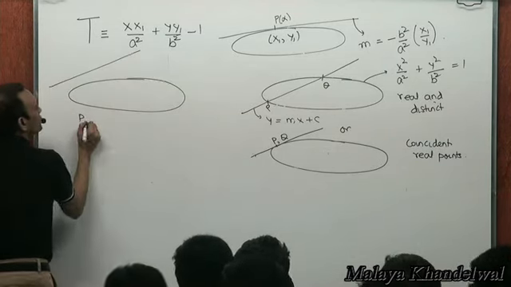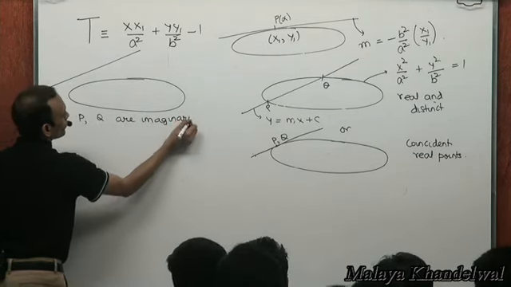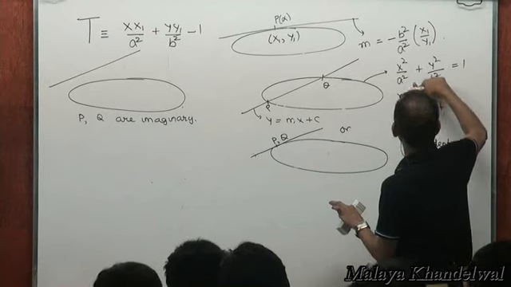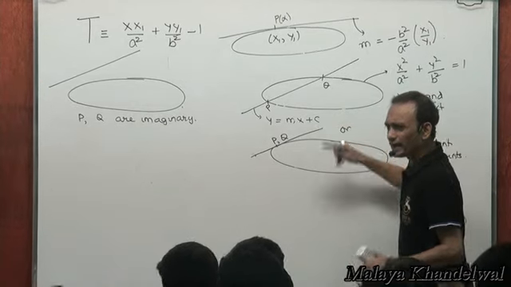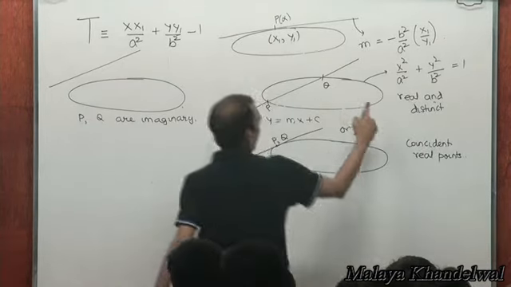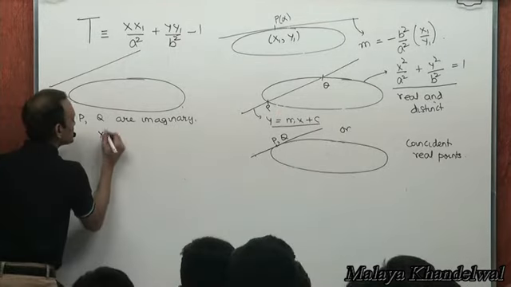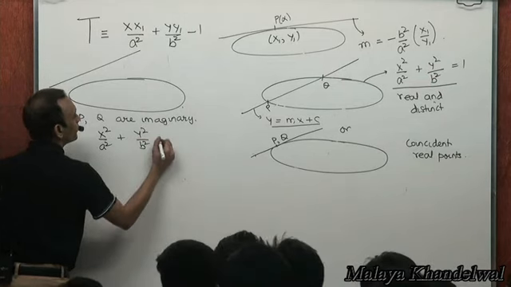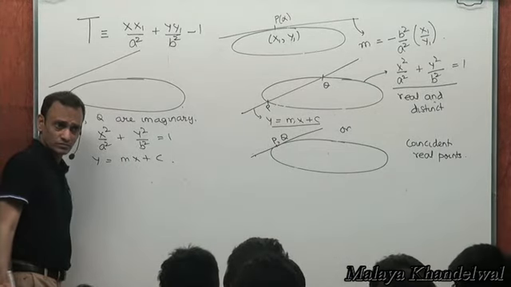In this case, P and Q are imaginary. Now, how do you find the intersection of this with the line y equal to mx plus c? If I solve this equation and this equation, then I get the common points of intersection if they exist, right? So, if I have to solve this curve with this line, that means points of intersection between the ellipse and y equal to mx plus c, then I would solve the simultaneous equation, right?